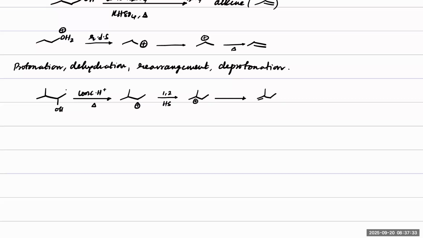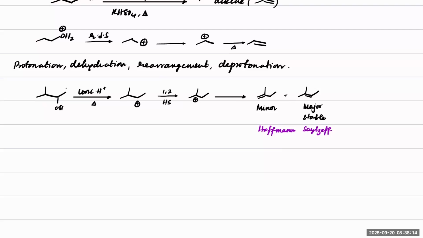So you can get this alkene plus this alkene. Two alkenes are possible, correct? Now, this is less stable, this is the more stable alkene. The more stable alkene is usually the major product. And this alkene has three substitutions. This alkene has only two substitutions. So the alkene with more substitutions, that is called the Saytzeff rule. And this one is called the Saytzeff product, and this one is called the Hofmann product. Got it? So in this case, the Saytzeff product is the major product.